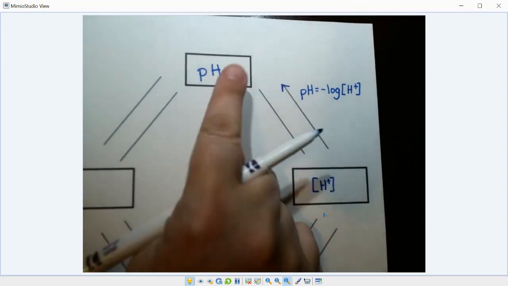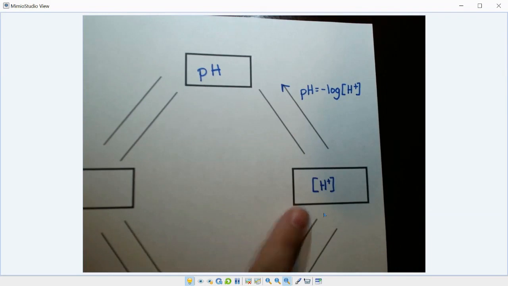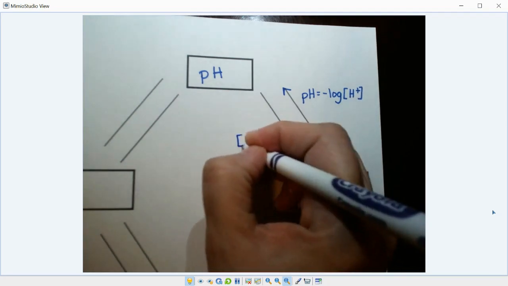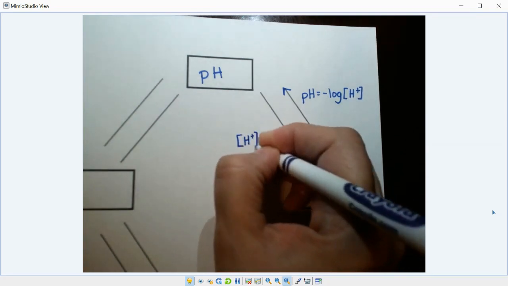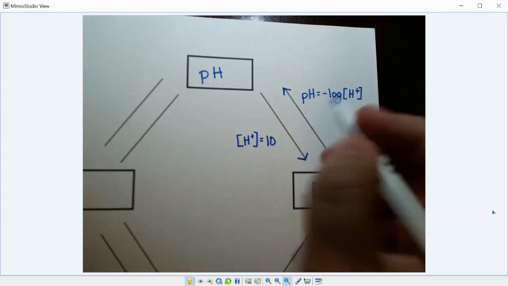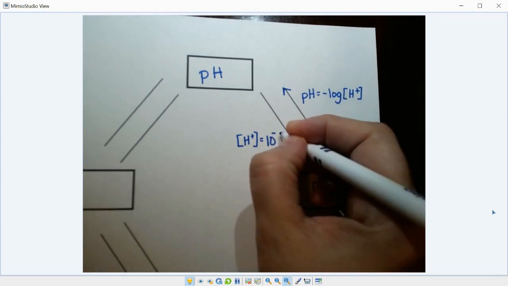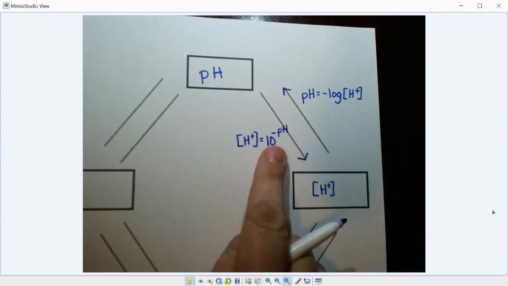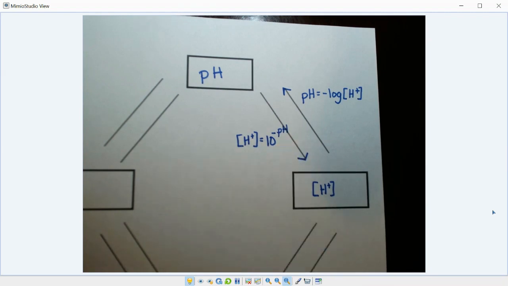The inverse of that. So what if you know your pH and you want to find your concentration? So going the other direction. To do that, H plus concentration is equal to 10, because log is base 10, raised to the negative pH power. Be very careful when you're filling this in that you understand that's not 10 minus pH. That's 10 raised to the negative pH power.